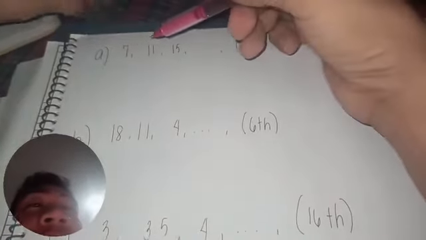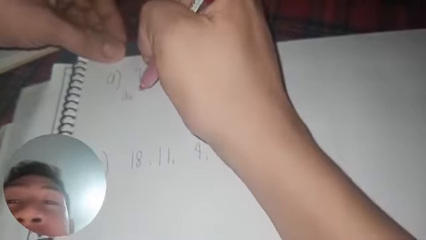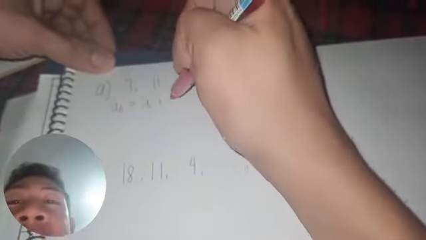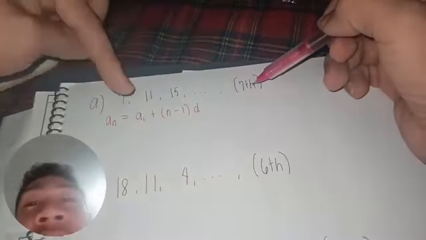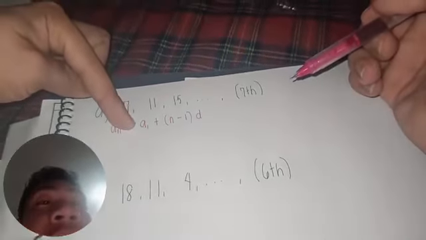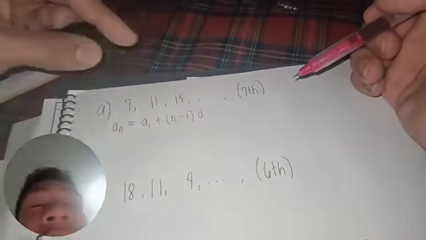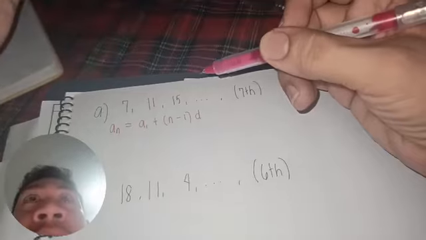Going back to the problem in letter A, 7, 11, 15, we need to find the seventh term. As you can recall, the formula of an arithmetic sequence is a sub n equals a sub 1 plus the quantity n minus 1 times d, where a sub n is the nth term, n here is the 7th term, a sub 1 is the first term, and d is the common difference. Before we proceed to the solution, we need to identify the unknowns.